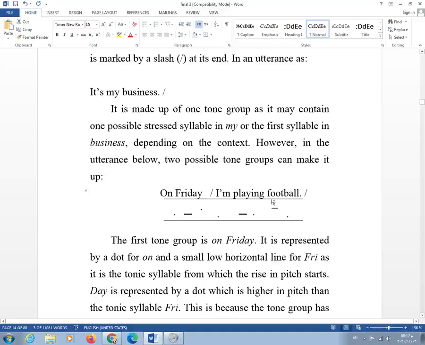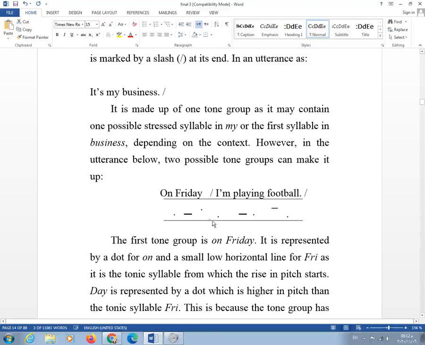So after each tone group, each chunk, we put a slash to mark the end of this tone group, and there must be a key word or a focus word in this tone group, and this keyword or focus words must carry the tone. In nagama baa al-im, rising zama shofna Friday, or falling zama shofna football. Iba tani nqulu jumla on Friday. Could you repeat after me, please?